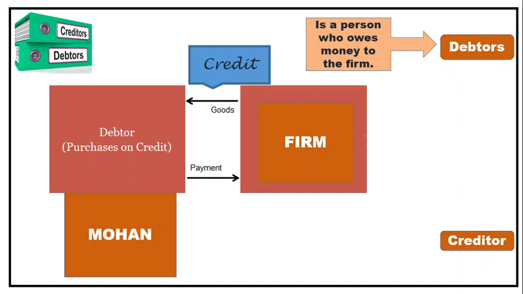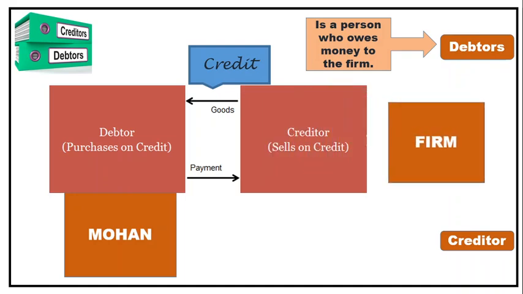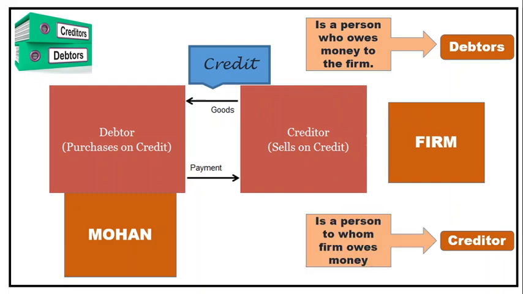In the same way, from Mohan's point of view, the firm is a creditor. A creditor is a person to whom money is owed. Here Mohan owes money to the firm, so for Mohan, the firm is a creditor. I hope the debtor concept is clear. Let's understand this creditor concept in a different manner.